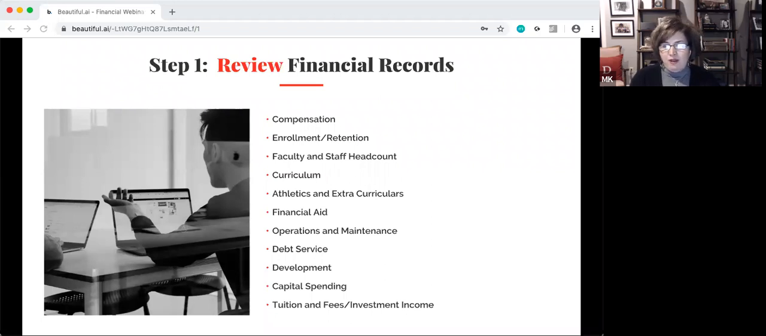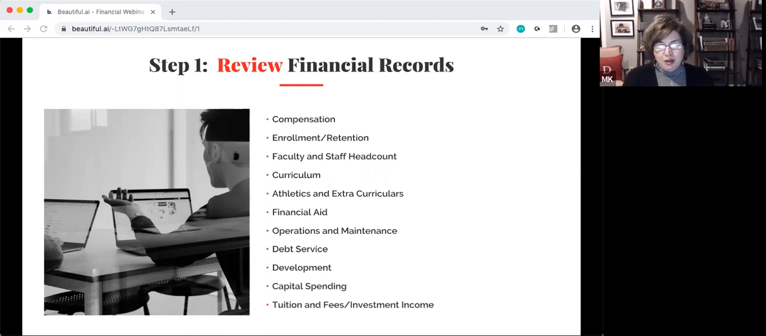Again, we want to know about faculty and staff headcount. How many sections do we need? How many teaching assistants will we need? Curriculum, will we be buying new curriculum this year? We're constantly updating curriculum, and maybe this is the year for math and next year is the year for history or whatever. But curriculum, athletics, and extracurricular activities, financial aid, operations and maintenance.